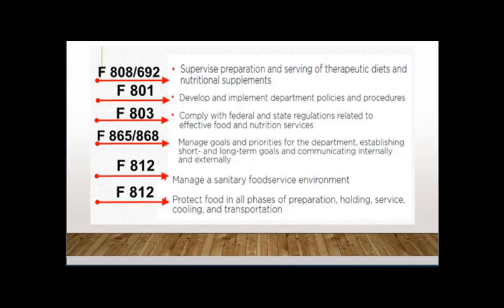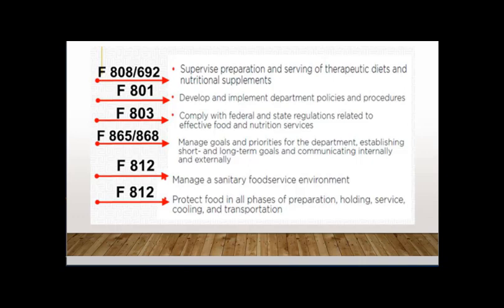Let's take a look at F865 and 868, and that's talking about managing goals and priorities for the department, establishing short and long-term goals, and communicating internally and externally. And once again, this is an 865 and an 868 reference, and that is your quality assurance and performance improvement. So that is your QAPI. So that is in here as well.